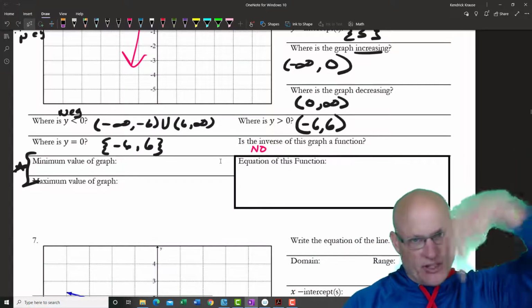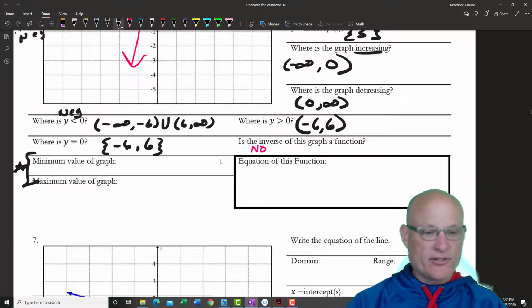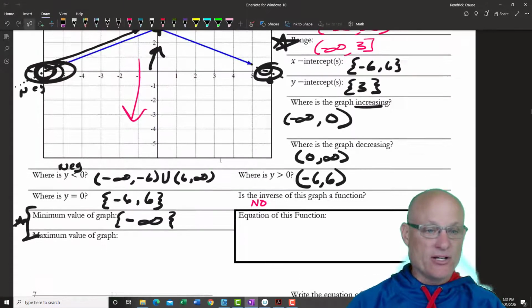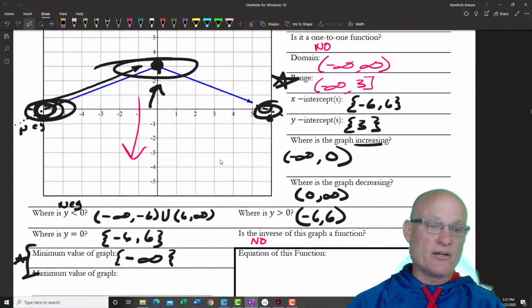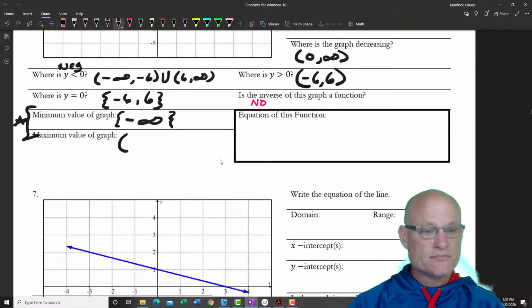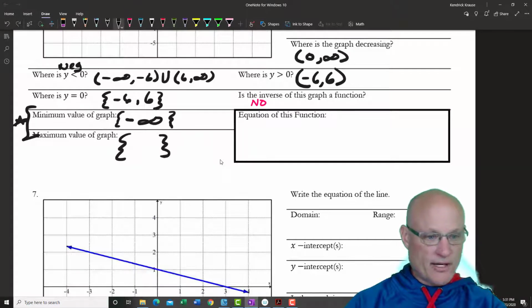Minimum value, well, doesn't it go down forever and ever? Yes, it does. So the minimum value is negative infinity. And the maximum value, again, here's where you give me the y values. The maximum value looks like it's 3. Again, anytime you list out numbers, it's in curly brackets, 3.